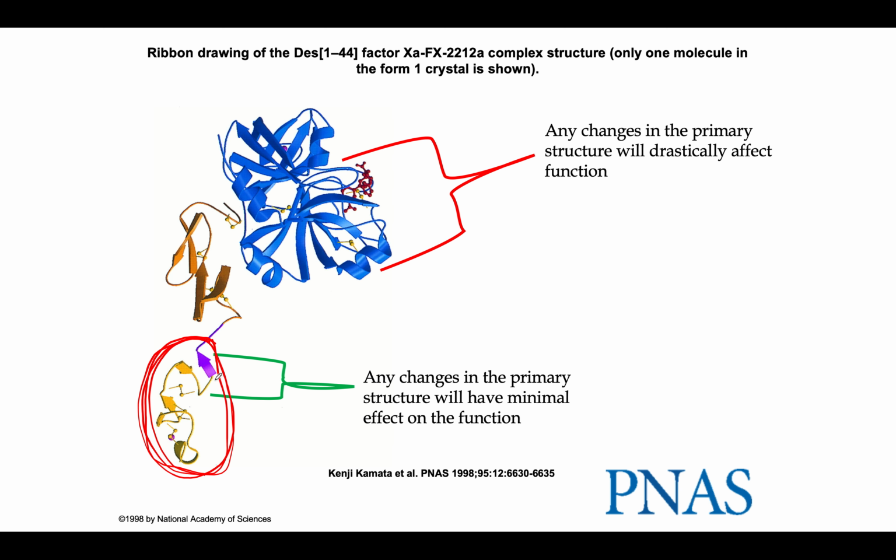If you change the sequence of amino acid in this particular region, so let us say you replace alanine with glycine in this particular region, the function of factor 10A is not affected. So that's the reason I have put a green bracket here. So this is a region which is a non-critical region. But if I change the primary structure in this particular region, the function of the protein will be drastically affected. So this region is a critical region.